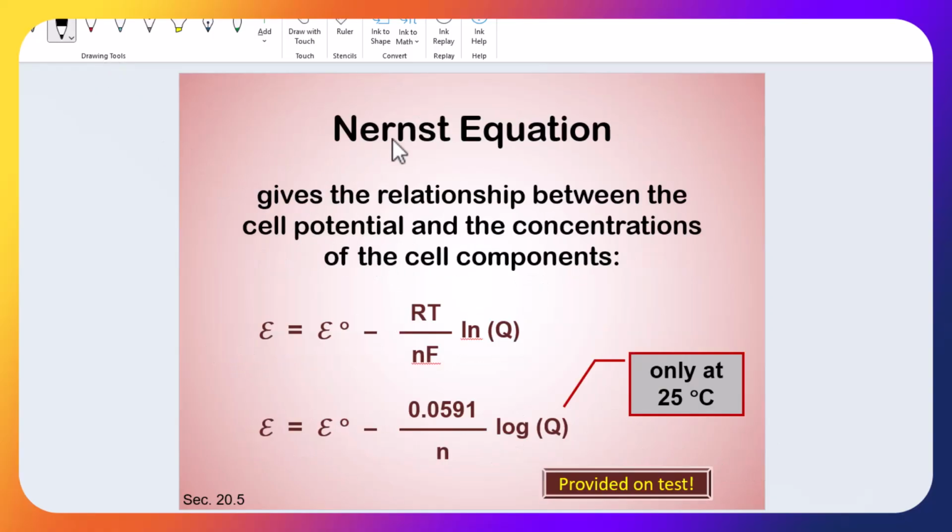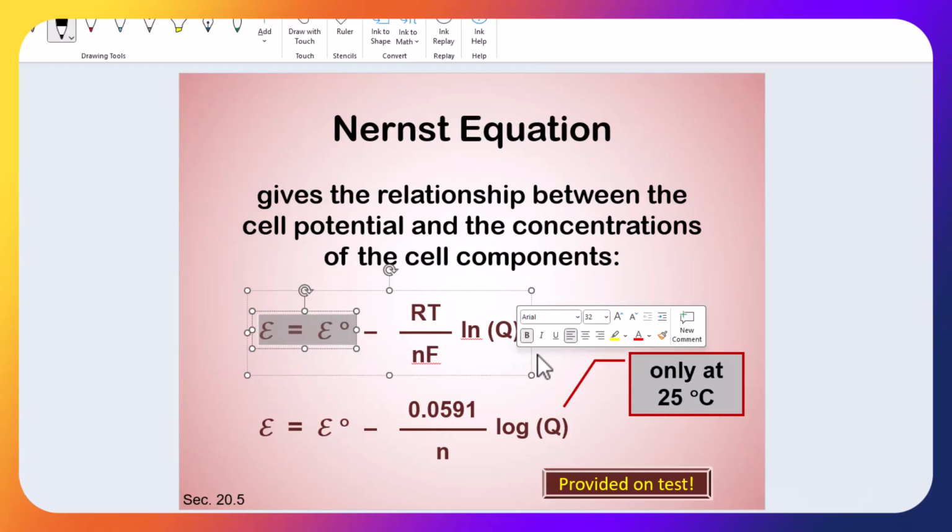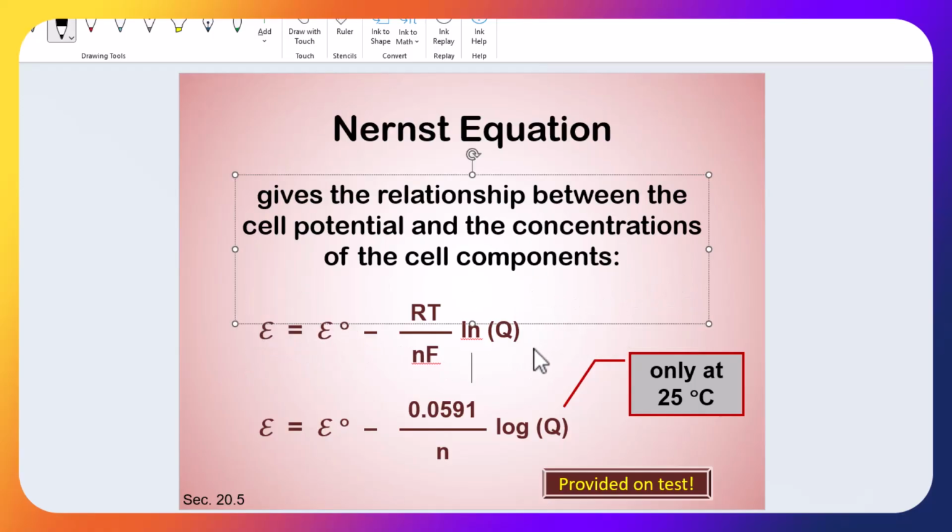The Nernst equation gives the relationship between cell potential and the concentrations of the cell components. Now, this is the version of the Nernst equation that you can use for any particular temperature. E equals E naught. This is a non-standard cell potential. E naught minus RT over the number of electrons transferred times the Faraday's constant times the natural log of Q.